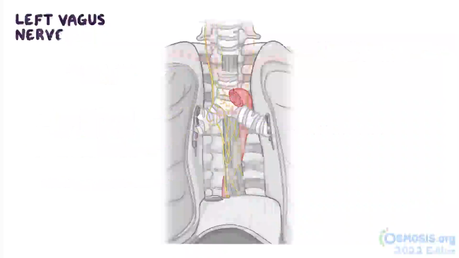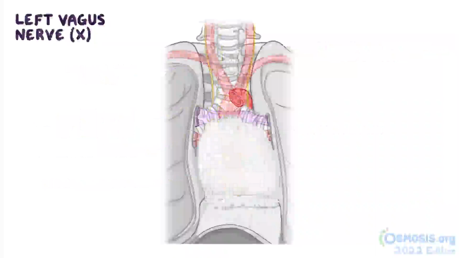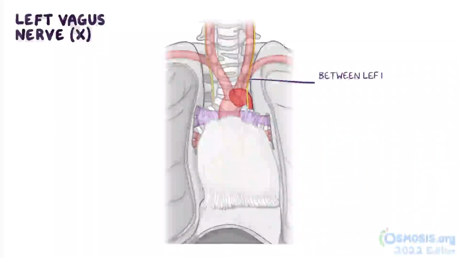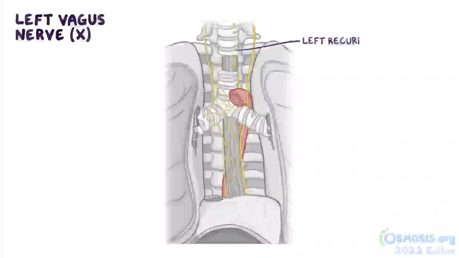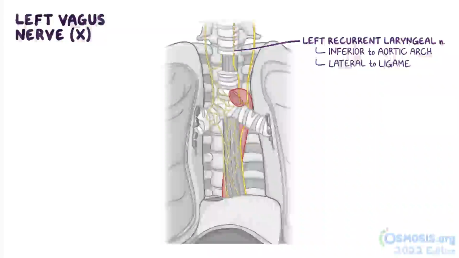The left vagus nerve descends in the neck posterior to the left common carotid artery, then enters the mediastinum between the left common carotid artery and left subclavian artery. When the left vagus nerve reaches the inferior border of the arch of the aorta, it curves medially and gives rise to the left recurrent laryngeal nerve. This nerve passes inferior to the aortic arch, lateral to the ligamentum arteriosum, which we talked about earlier, and climbs to the larynx in the groove between the trachea and the esophagus.